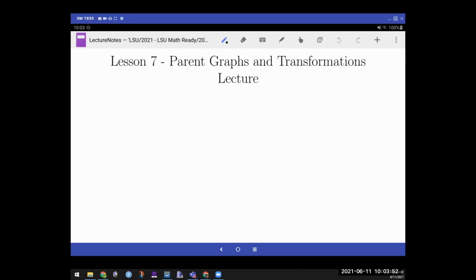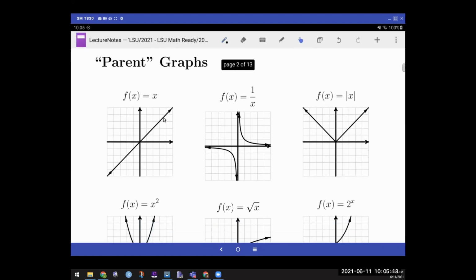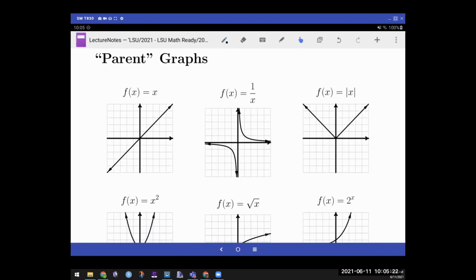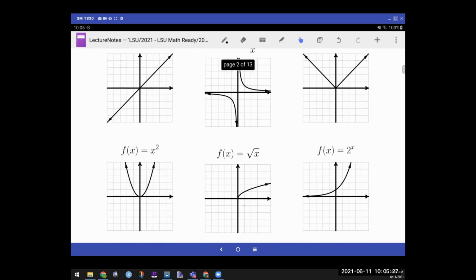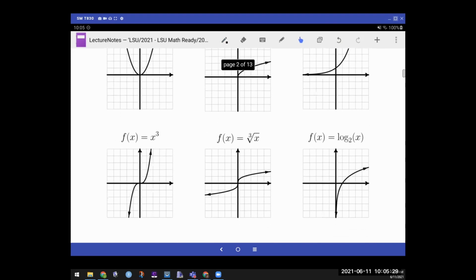Let's get started on lesson 7, talking about parent graphs and transformations. This next page here, I'm just going to quickly show you this. These are some of the most important graphs. If you're going to have some memorized that you can picture, here's 9 of them that you should have in your brain.